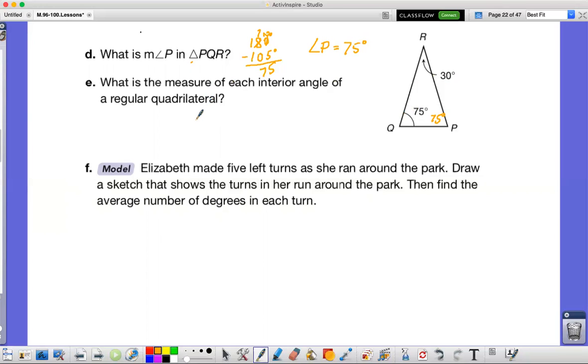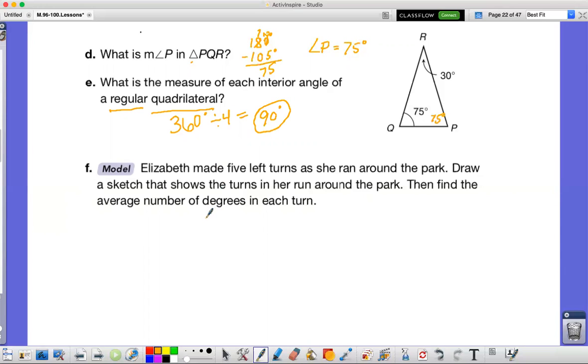What is the measure of each interior angle of a regular quadrilateral? And it's regular. What does that even mean? If you answered 360 degrees, you were wrong. The answer is 360 degrees divided by 4. In a regular quadrilateral, the interior angles are all going to be 90 degrees. So good job if you answered 90 degrees.